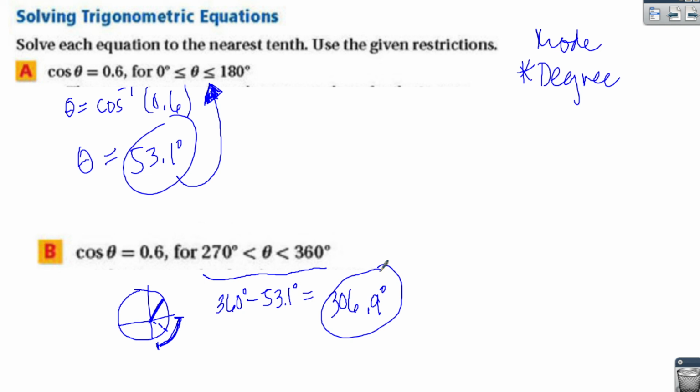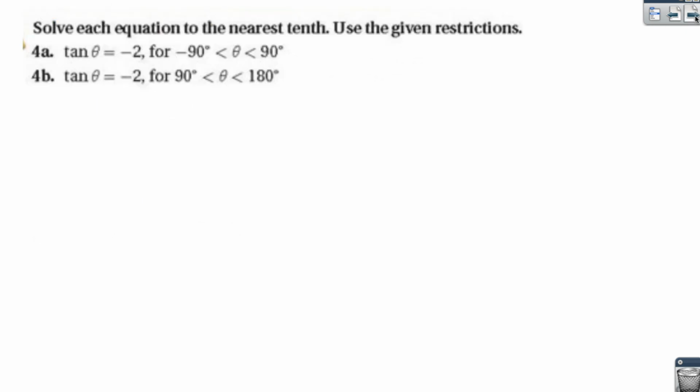All right, so on the next slide, you'll have an opportunity to try out what we just did. You can pause the video at any point. Solve each equation to the nearest tenth, just like what we did, following the given restrictions. Once again, take a look. The questions are related. It just so happens that they are. Go ahead and pause the video at this time.